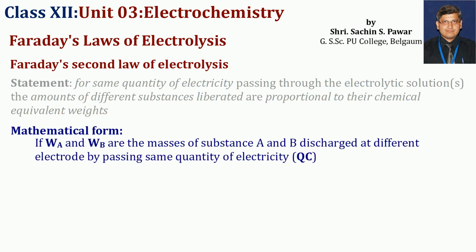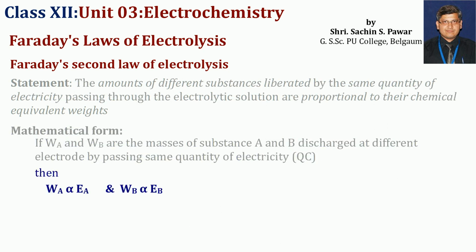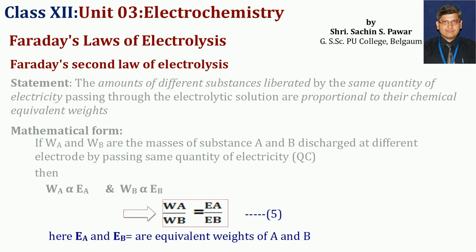Thus, mathematically, if WA and WB are the masses of substances A and B discharged or liberated at different electrodes by passing same quantity of electricity, then W is directly proportional to EA and W is directly proportional to EB. By dividing the two equations, we have WA upon WB is equal to EA upon EB, and this is the mathematical form of Faraday's second law of electrolysis.